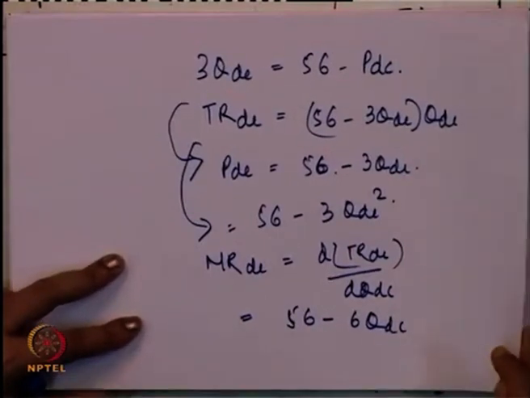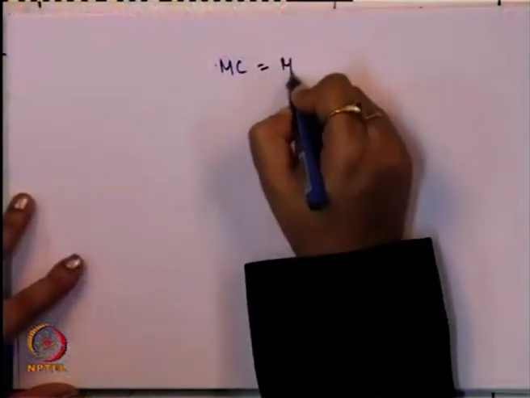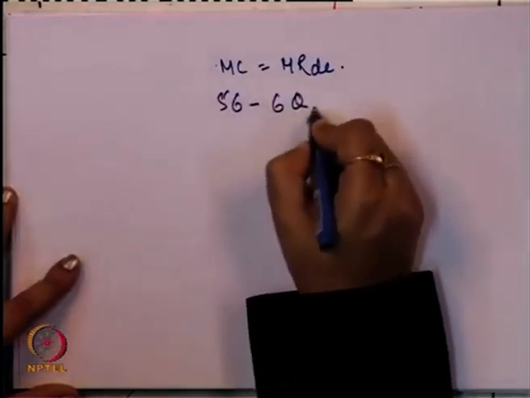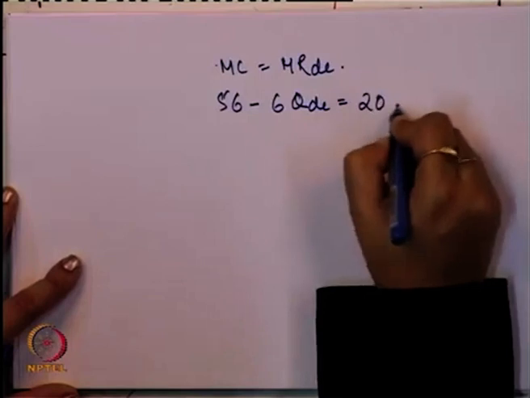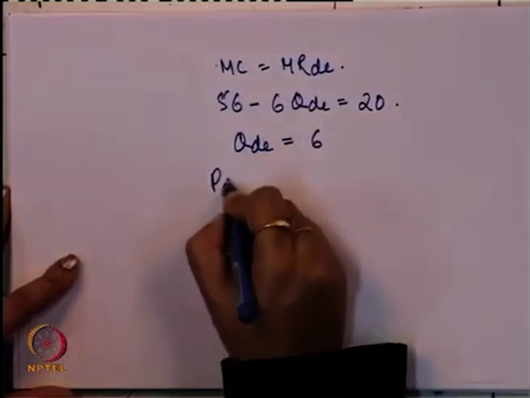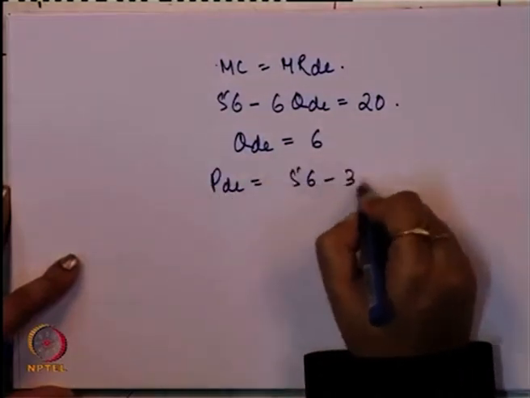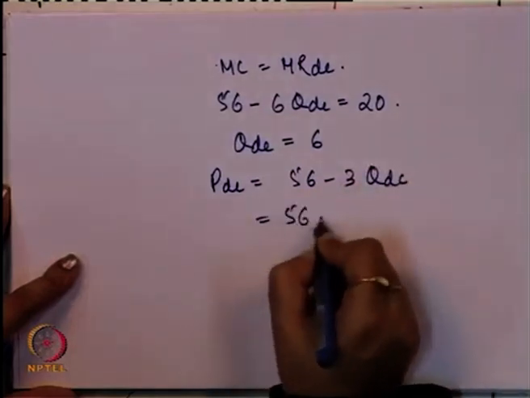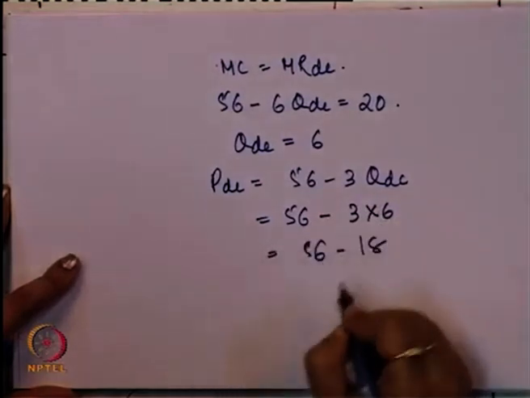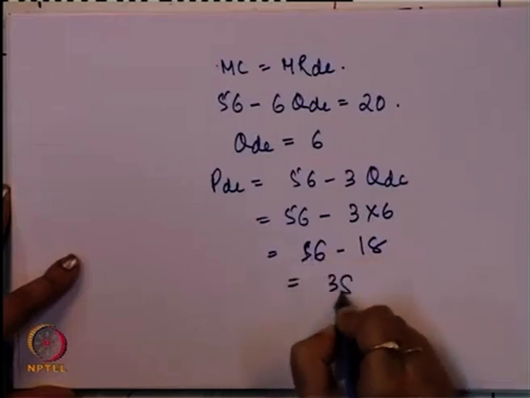Okay. Now, we need to again get the price when the price discrimination is being practiced. So, in this case we get marginal cost equal to marginal revenue, that is MRDC. So, 56 minus 6QDC is equal to 20. QDC is equal to 6, and PDC is equal to 56 minus 3QDC. So, that comes to 56 minus 3 into 6, that comes to 56 minus 18, which comes to 38.